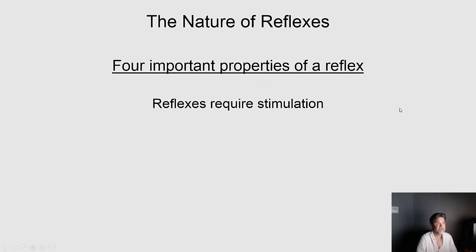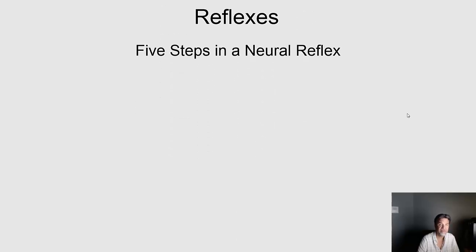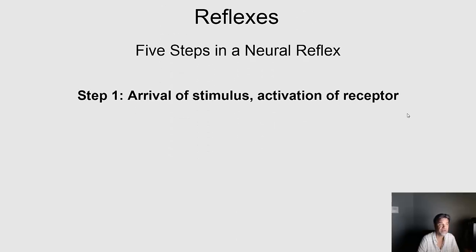There are four important properties of the reflex you should know for the exam. Of course, you have to have some type of stimulus to kick off the reflex. The reflexes need to be very rapid because they're helping you avoid danger or harm to your body. They are involuntary, and they are always stereotyped. So these are not complex responses by any means. They are very predictable every single time.